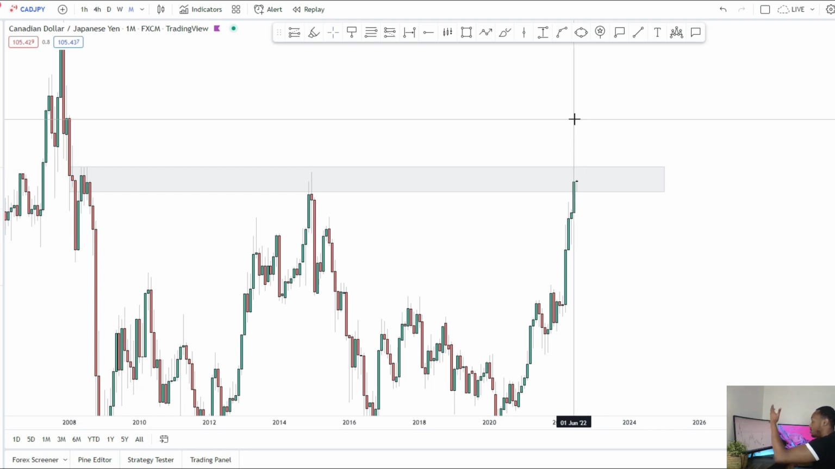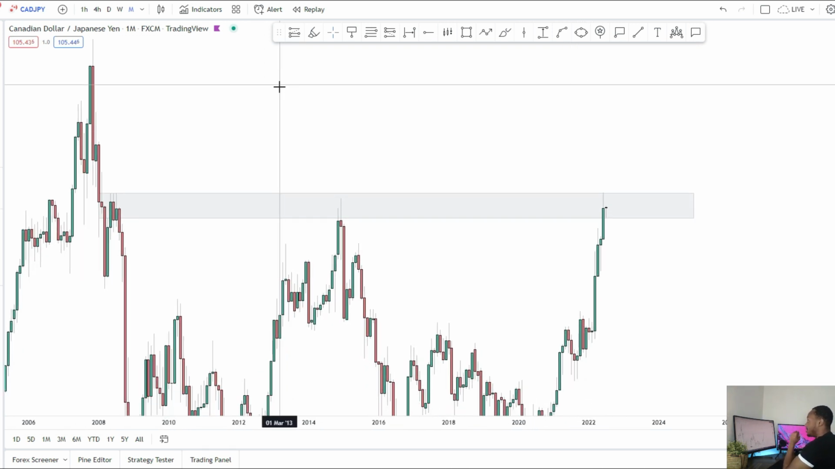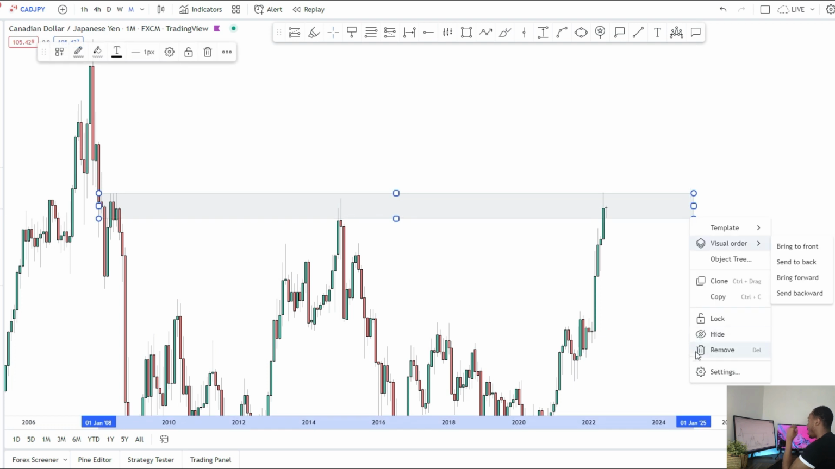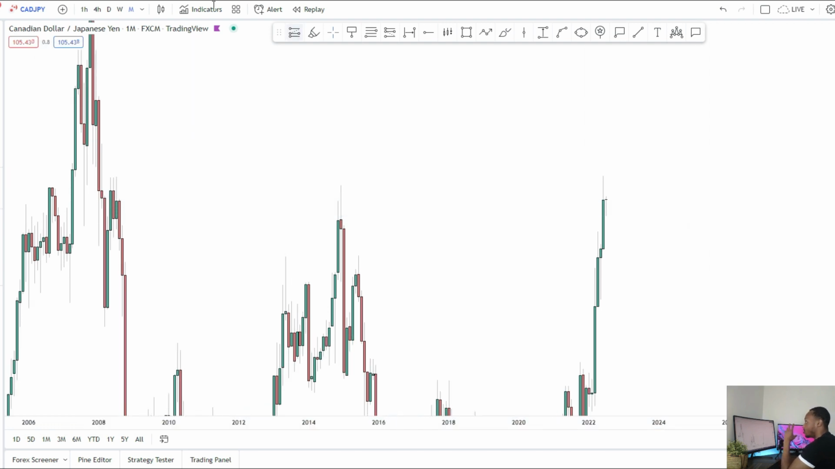We well could break through this level and continue going. If that's the case, break and retest, we can go higher. There's still some targets up there we can be looking at, but generally speaking, from this 106 level, I'm looking to see some downside. So from a higher time frame perspective, I'm already trading in a very critical area.